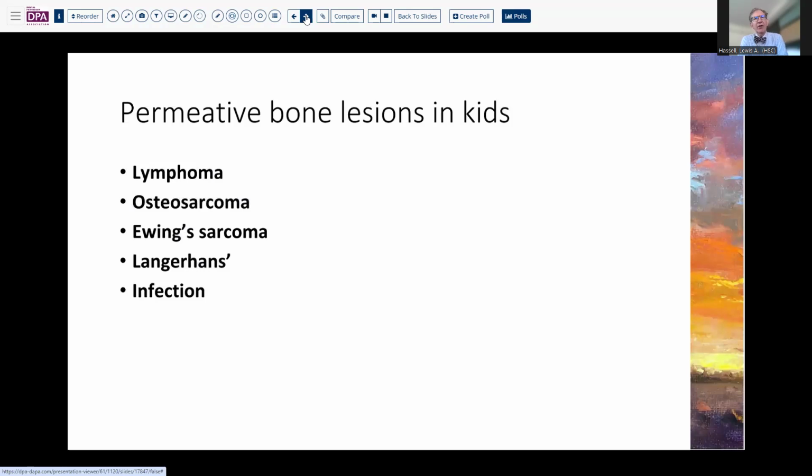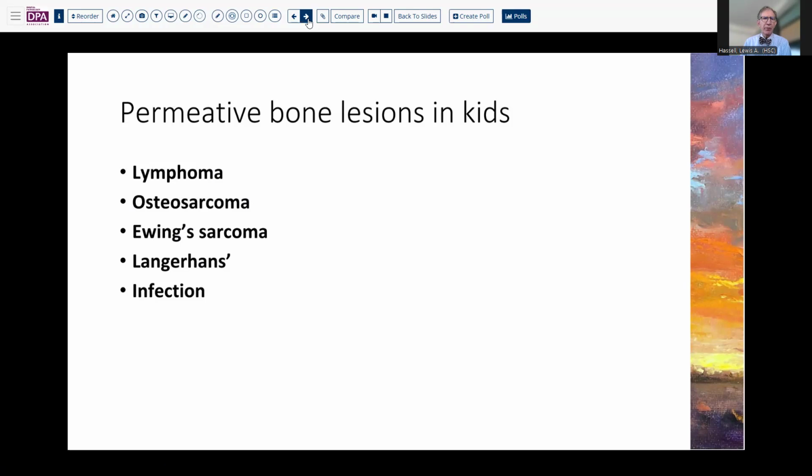So as we think about permeative bone lesions in kids that could present in this sort of manner, fairly acutely with pain, there's essentially a big five. Lymphomas, of course, can do this, osteosarcomas, Ewing sarcomas, Langerhans cell lesions, and infectious lesions could all give you this sort of a differential consideration in a pediatric patient.